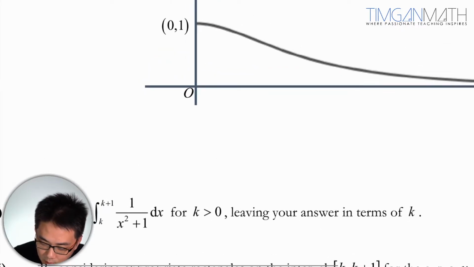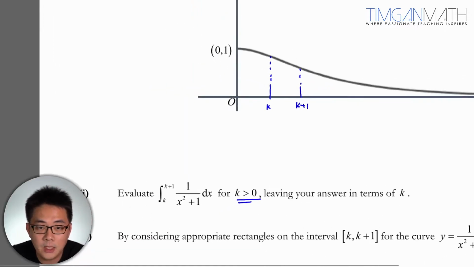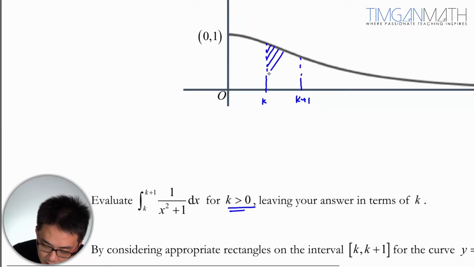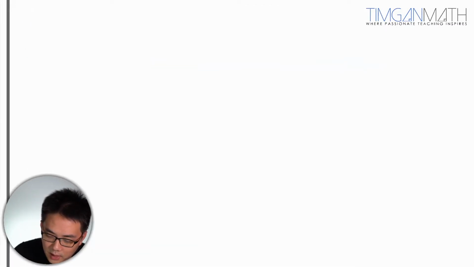I'm not sure where k is, but we just try and understand this area here, k to k plus 1. k is a positive constant, so k plus 1 has to be on the right. So this case here is pretty okay. This area here is our k to k plus 1. Here I'll just evaluate it and leave it in terms of k.